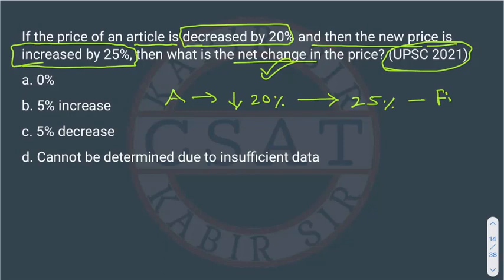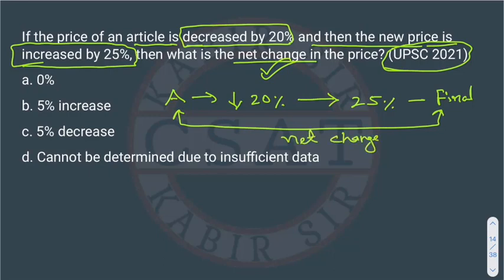So he is asking that the final price and the original price, so the difference will be the net change. This will be the net change: final price minus original price, right? So he is asking the net change only. So how will we calculate it?